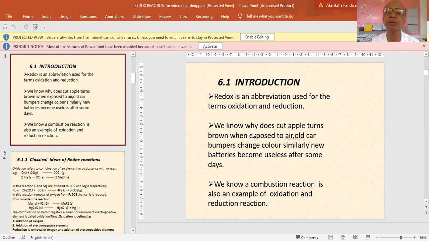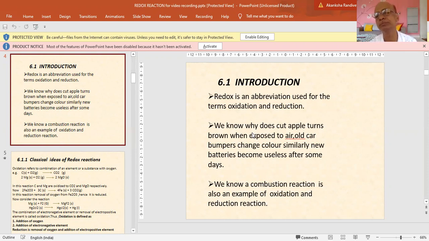As far as oxidation and reduction reactions are considered, different views are there behind them. There is a classical idea of oxidation and reduction reaction. Similarly, oxidation and reduction reaction can be explained on the basis of electron transfer. So the oxidation and reduction reaction can be explained with different views.